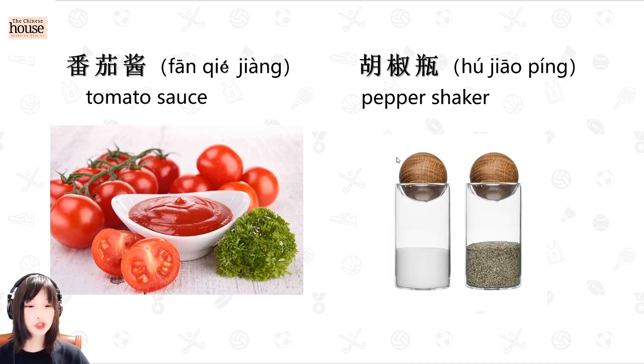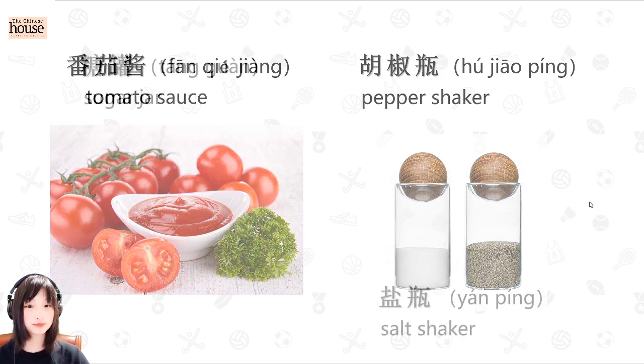And then pepper shaker, 胡椒瓶, and it literally means pepper bottle. So first pepper, 胡椒. 胡 second tone, 椒 flatten. 瓶 bottle, 瓶 second tone. 胡椒瓶.